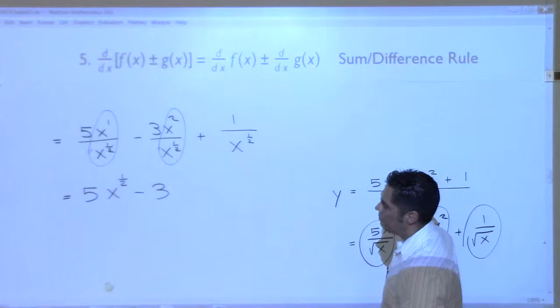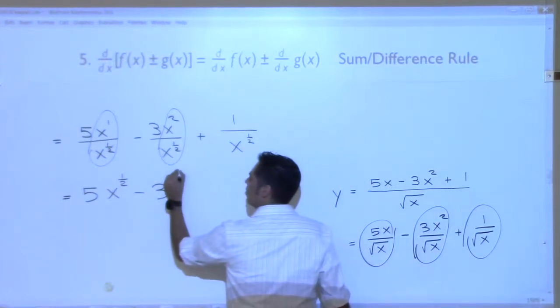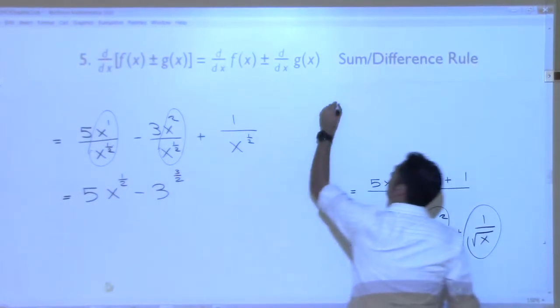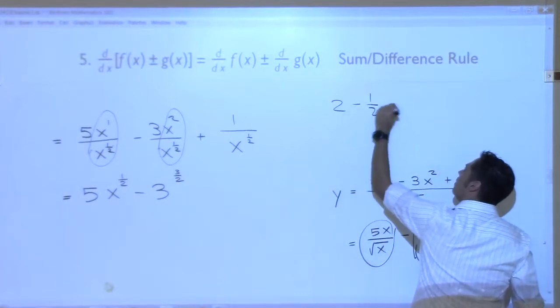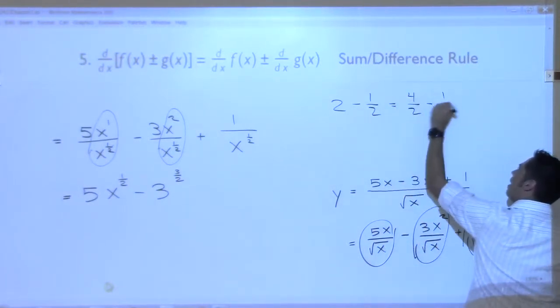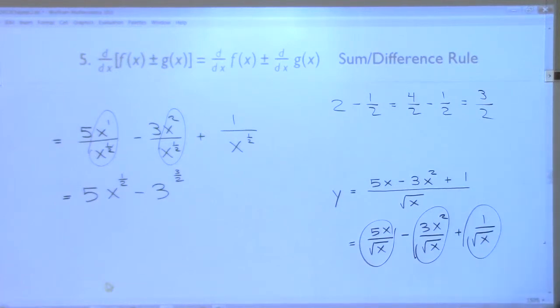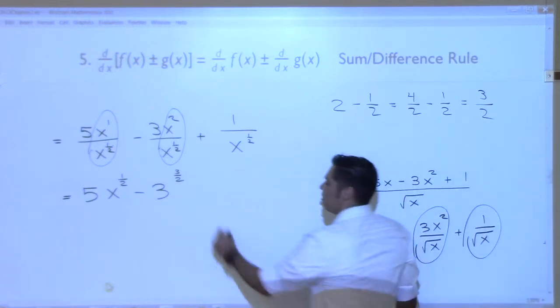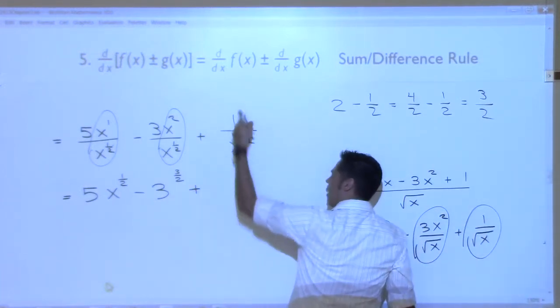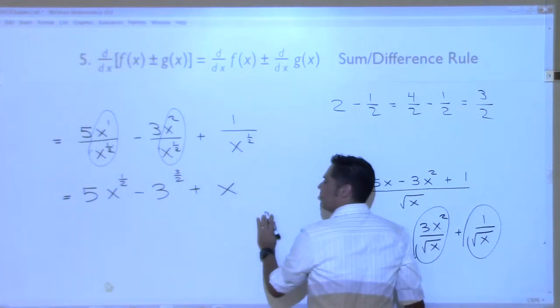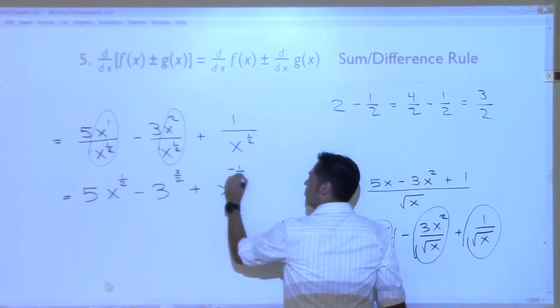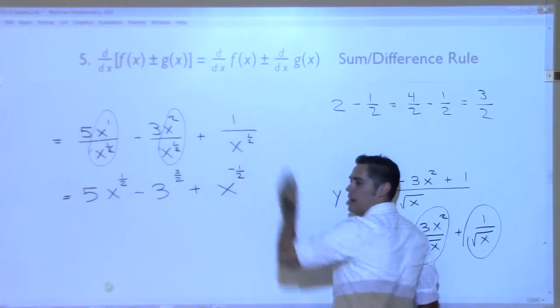Right? 3/2. 2 minus a half is 4 over 2 minus a half, which is 3 over 2. Right? You have to get a common denominator to just subtract these. And then the last one, this just comes up, so it's x to what power? Negative half, because it was positive down here. To move it back up, it becomes negative.